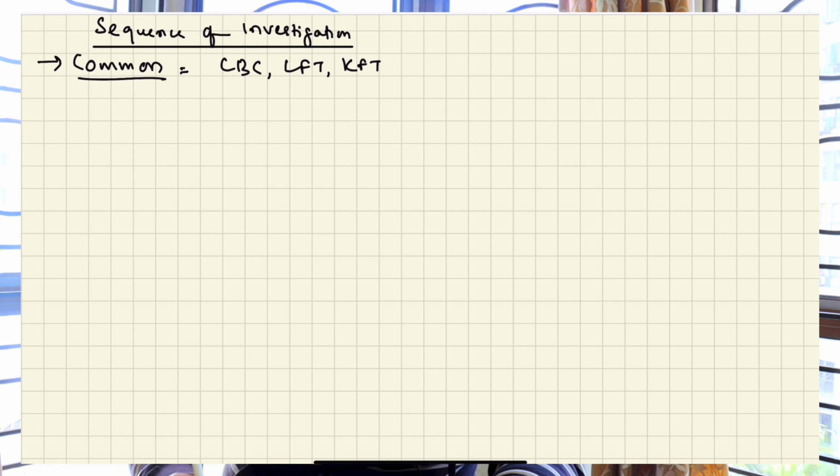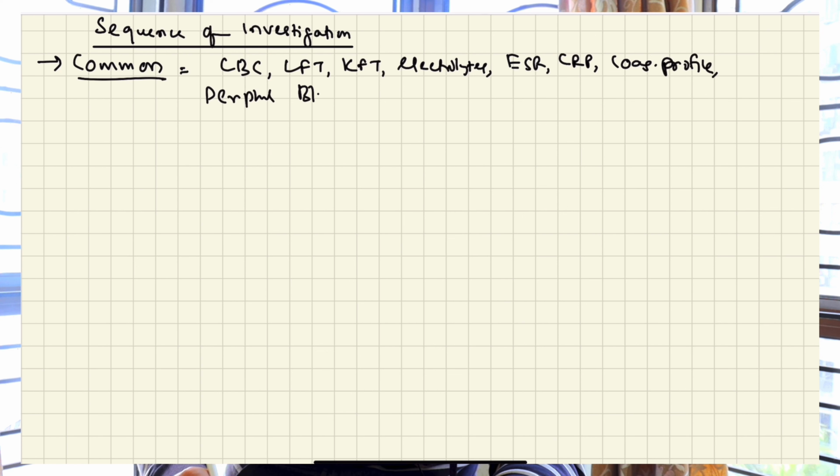So in the beginning, first we have to send common investigations. What are the common investigations we need to send here? CBC, LFT, KFT, electrolytes, ESR, CRP, coagulation profile, peripheral blood smear examination to characterize anemia and to look for abnormal cells like schistocytes, retic count because the patient presented with anemia.